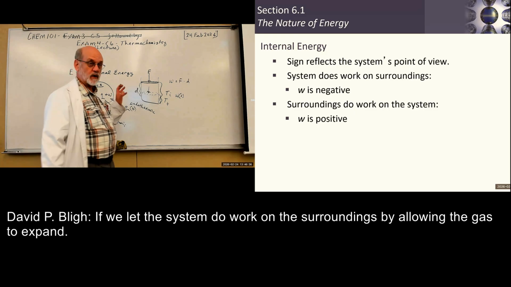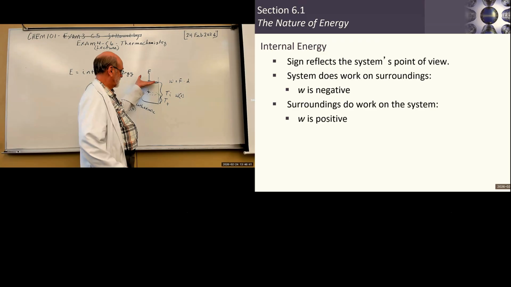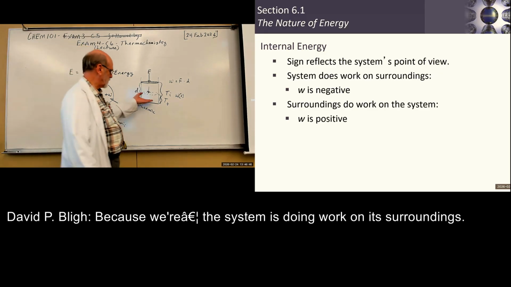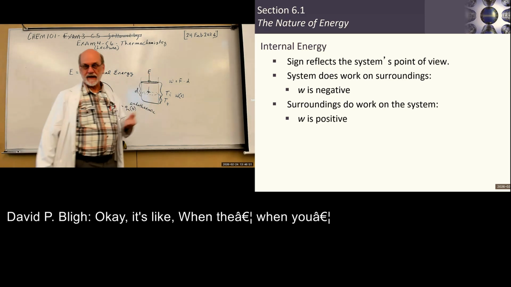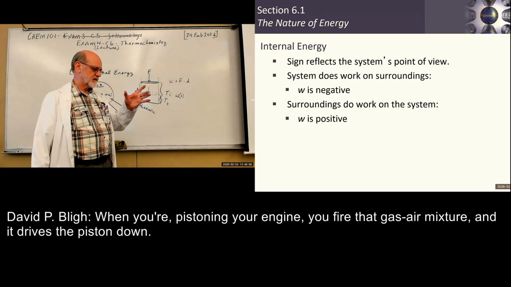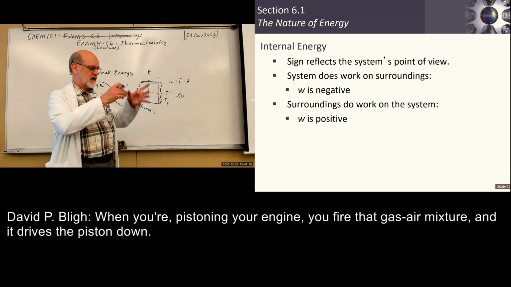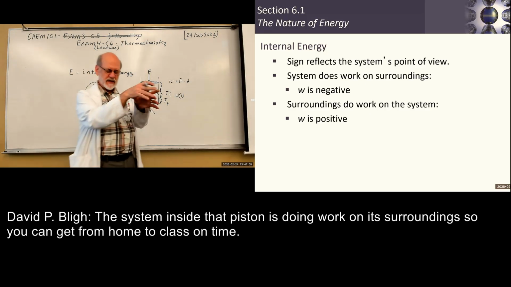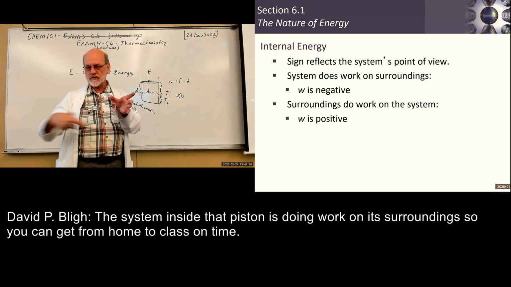If we let the system do work on the surroundings by allowing the gas to expand, then the value would be negative because the system is doing work on its surroundings. Okay, it's like when your piston in your engine, you fire that gas air mixture and it drives the piston down. Now the system inside that piston is doing work on its surroundings so you can get from home to class on time.